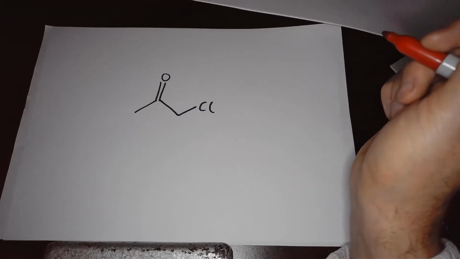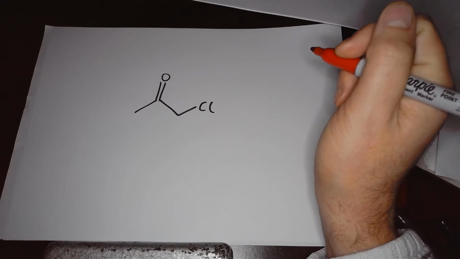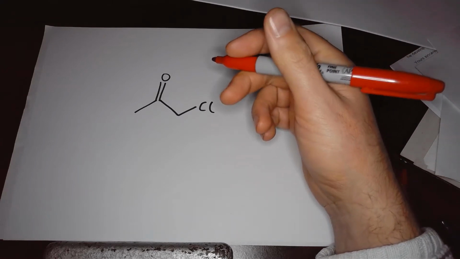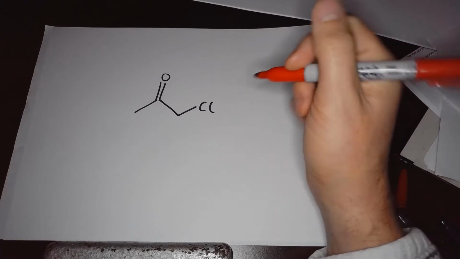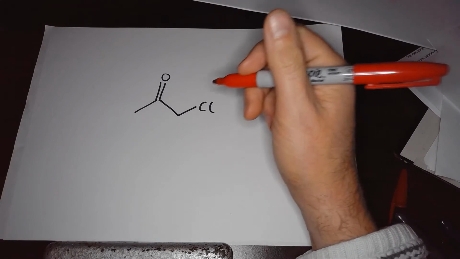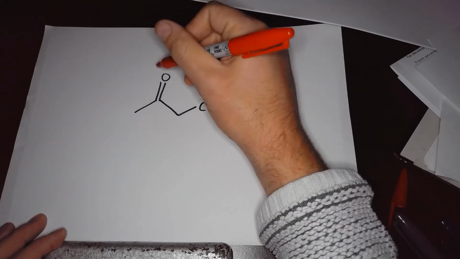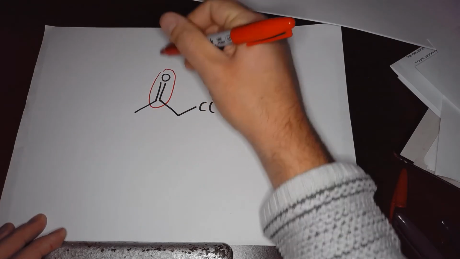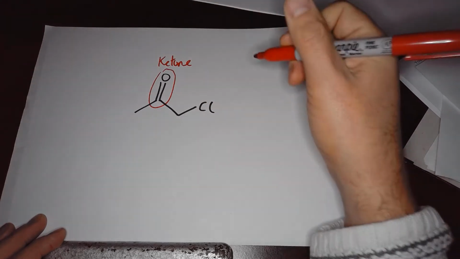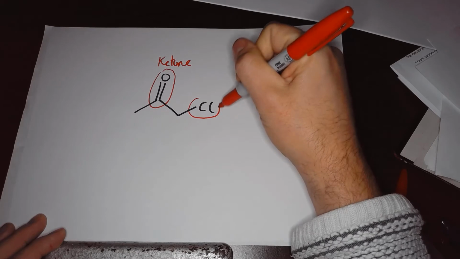Okay, in this video we're going to look at identifying different functional groups and how you can do a qualitative test in a lab to identify them as well. So here's the first molecule. Looking at the functional group here, this is a ketone, and here a haloalkane.